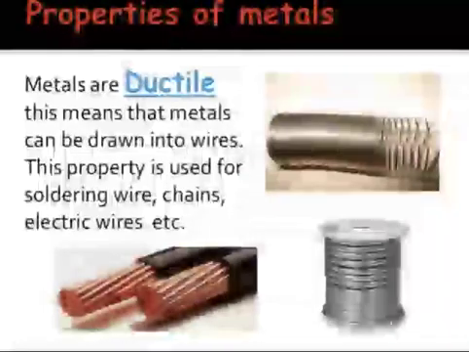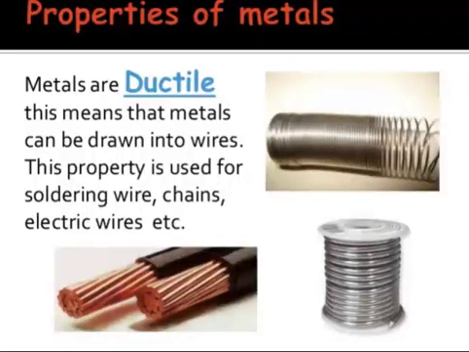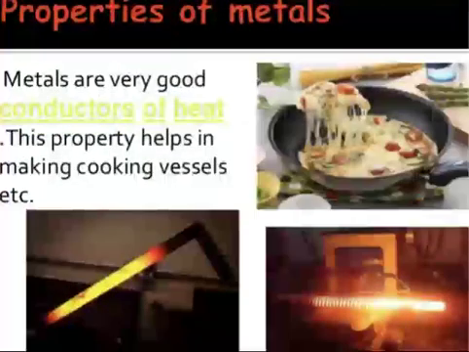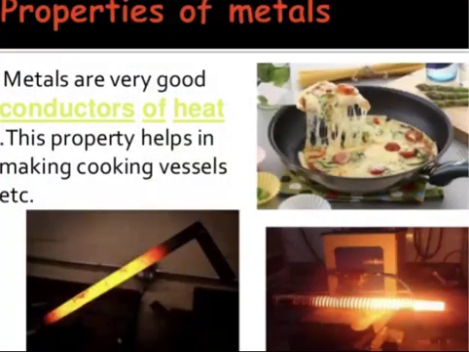The next property of metal is ductility. This means that metals can be drawn into wires. This property is used for making soldering wire, chains, electrical wires, etc. The next property is conductors of heat, or we can otherwise call it thermal conductivity. This is the ability of a substance to allow heat to flow through it. So this property helps us in making cooking vessels using metals.